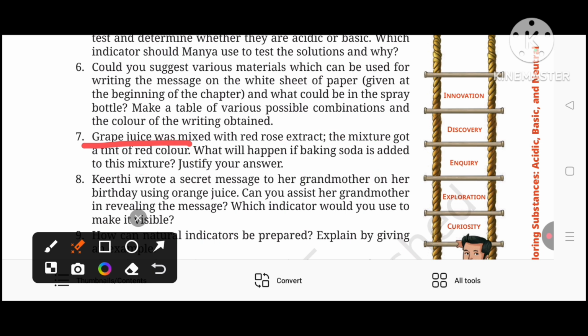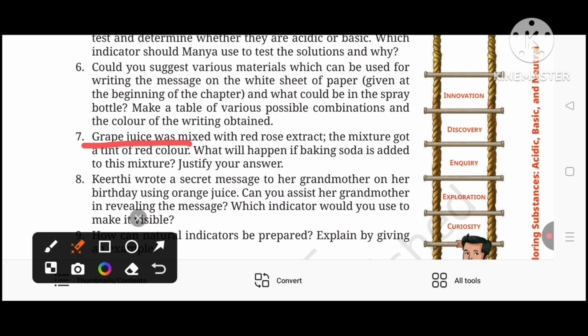As we know that baking soda is basic in nature, it will be added to the red rose extract. And if this baking soda gets mixed with the acidic grape juice, then it will start to change from a red color solution to a green color solution as the basic nature increases, and this solution will become basic in nature due to the addition of baking soda. So we can say that the red color of this mixture will get converted into a green color.